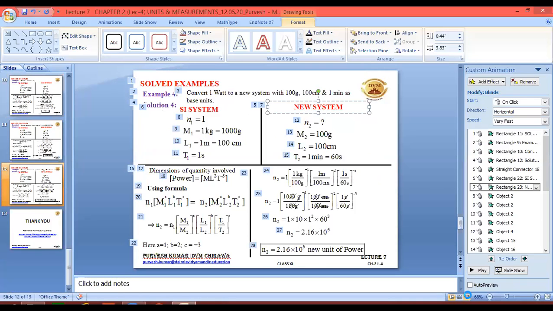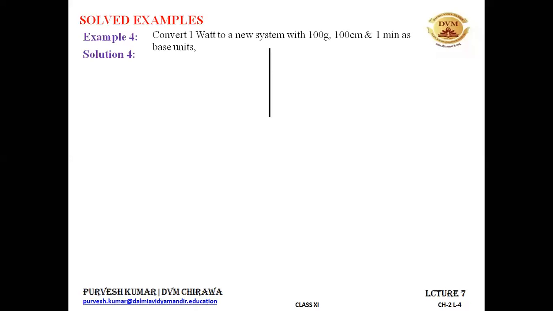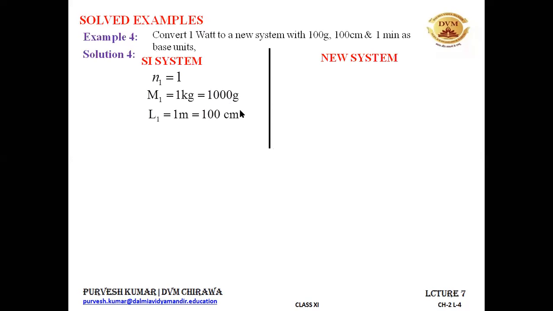Let me write it for you. Somehow it got missed. So now it is new system. All right. So new system and SI system. Towards the SI system, I need to write the values of N1. N1 is 1 because 1 watt needs to be converted to some new system. Now this M1 is what? 1 kg, because in SI system mass is measured in kilogram, and that is equal to 1000 gram. L1 is equal to 1 meter, and that is equal to 100 centimeter. Similarly, T1 is equal to 1 second. Time is measured in seconds in SI system, and that's why we have written it as 1 second.